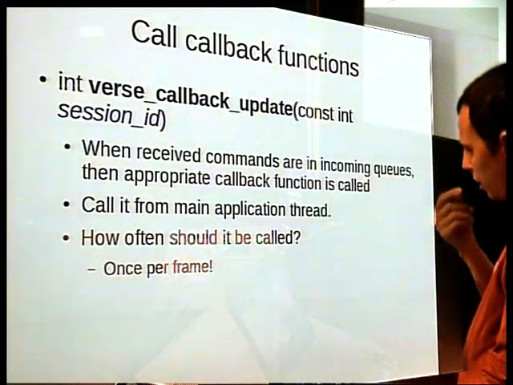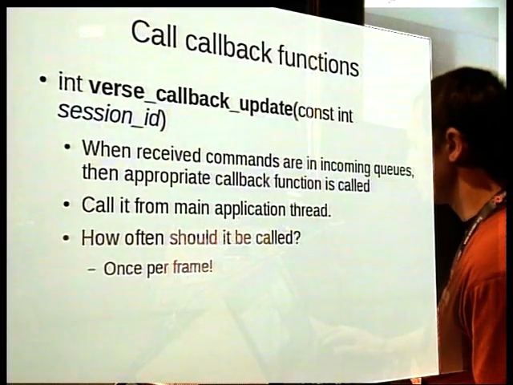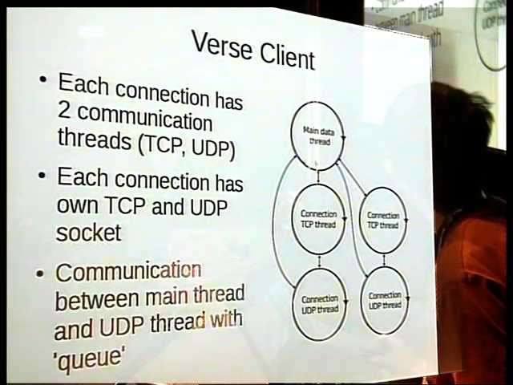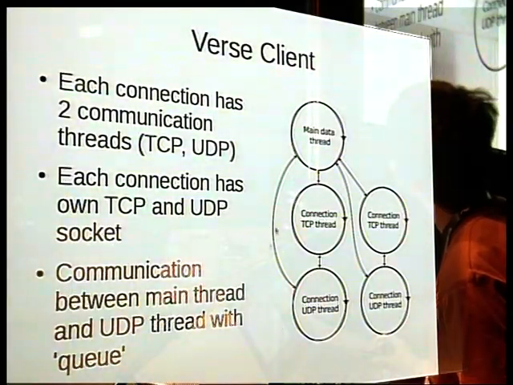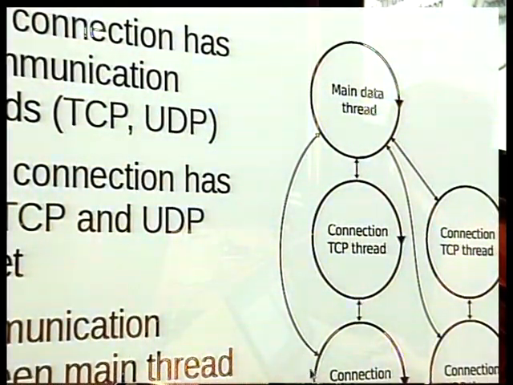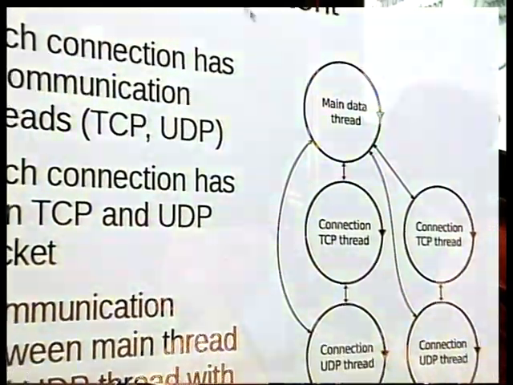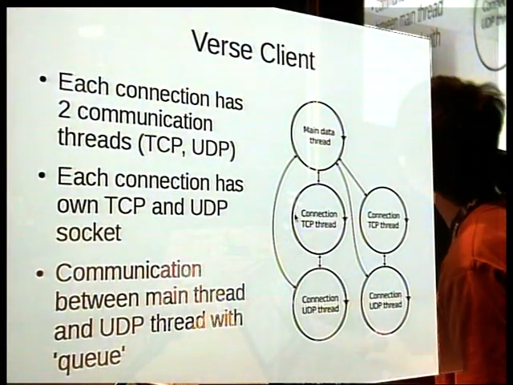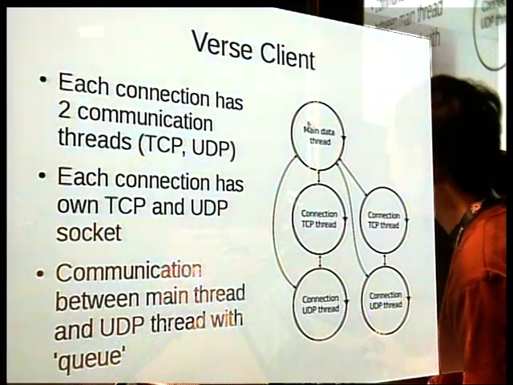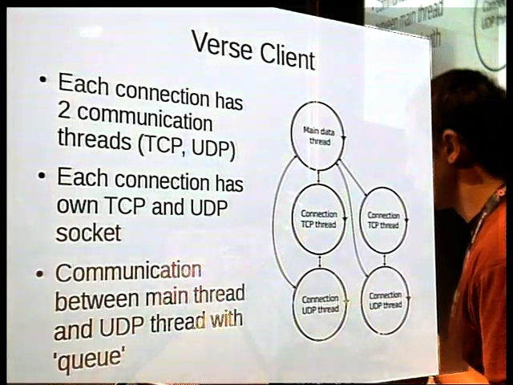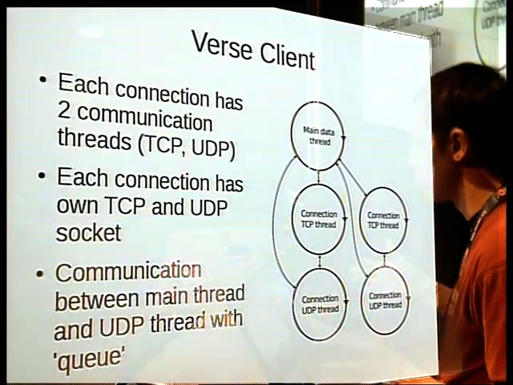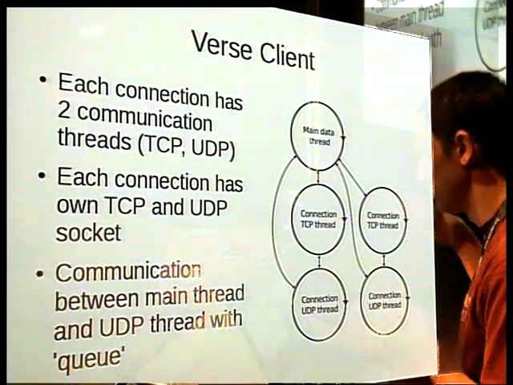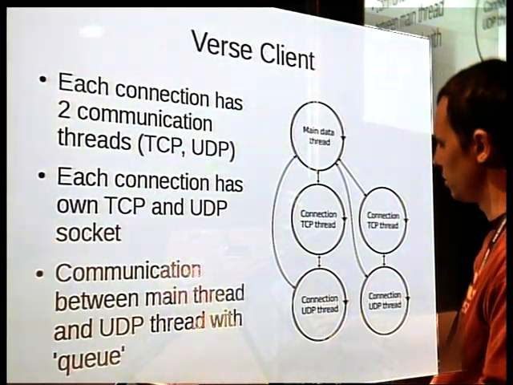This function should be used from the main data thread. When you call this function, it leads to synchronization from the UDP connection thread to the main data thread. This approach is good because when you are doing some rendering, for example, for a long time, you are not disconnected from the Verse server, because the UDP connection thread does the communication with the Verse server.